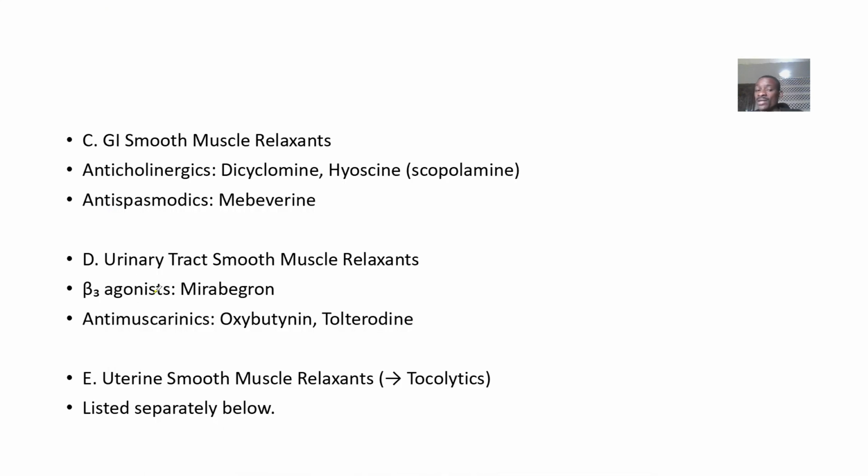Then drugs that relax muscles in the gastrointestinal system. We have drugs like dicyclomine, hyoscine, also known as scopolamine, and mebeverine. Then the urinary tract: drugs that relax muscles in the urinary system, because sometimes you can have some contractions there. So drugs like mirabegron and oxybutynin.